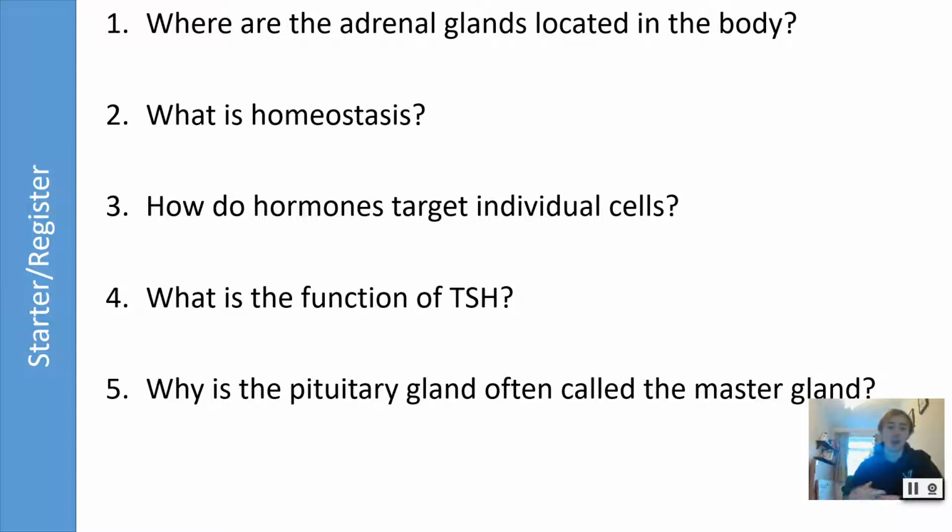And why is the pituitary gland often called the master gland? Because it releases hormones which control all of the other glands and control their effects. An example is TSH, which controls the amount of thyroxine produced and is produced itself, TSH, by the pituitary gland. So let's move on to today's lessons now.